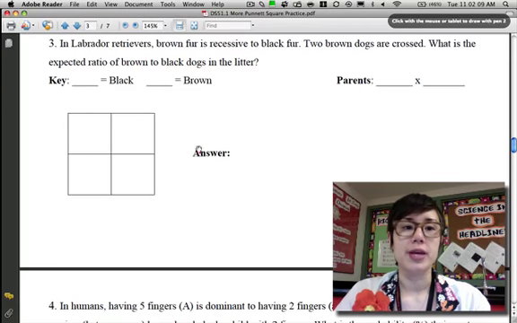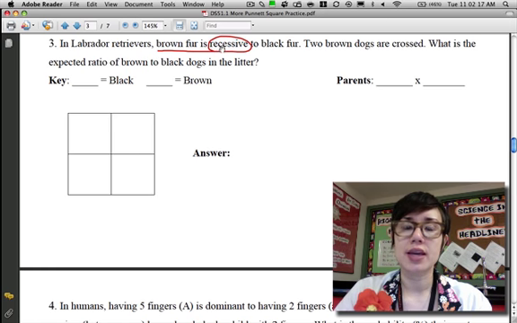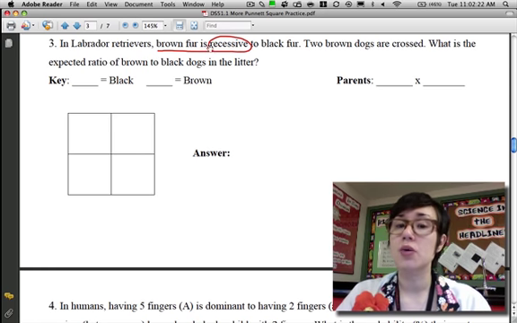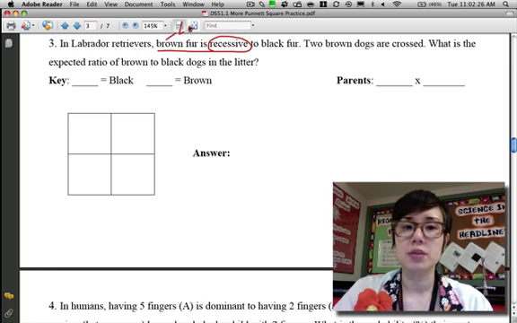Example number 3. In Labrador Retrievers, brown fur is recessive to black fur. Brown, according to the reading, is recessive. In this case, I gave you the recessive phenotype before the dominant, so I want you to be comfortable with the fact that they don't have to go in a specific order. So if brown fur is recessive, that means I'm going to use a lowercase letter to represent brown fur.